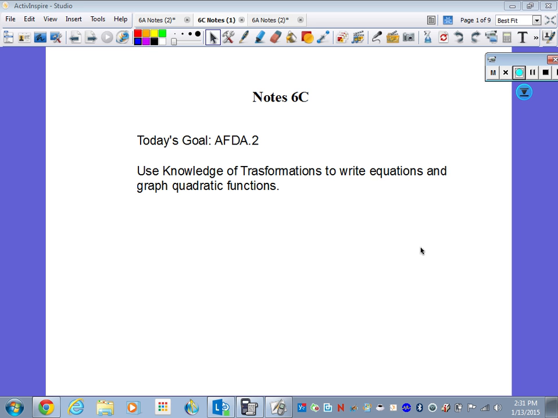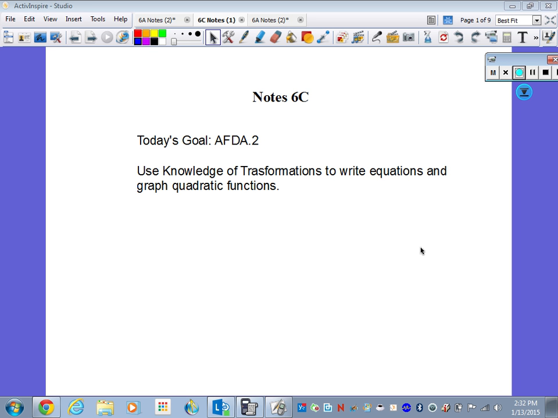Now, I'll be honest, I know that they show you a lot to do this by hand, but please keep in mind that the calculator is a great tool and you are welcome to use it to do a lot of this. So what we're going to be doing today is using our knowledge of transformations, and that's just a little typo, to write equations and then graph quadratic functions. You'll notice that this one's not quite as long as the other one.